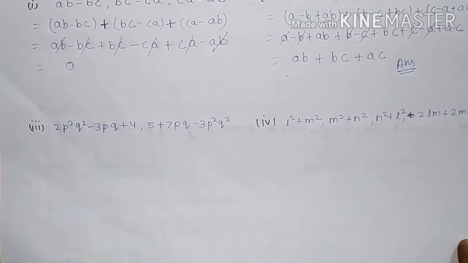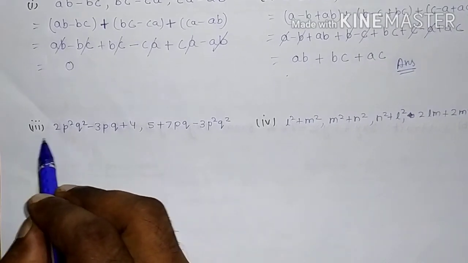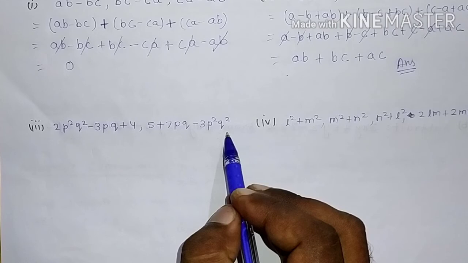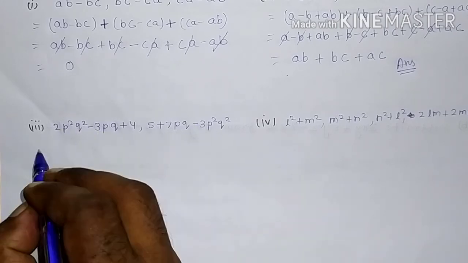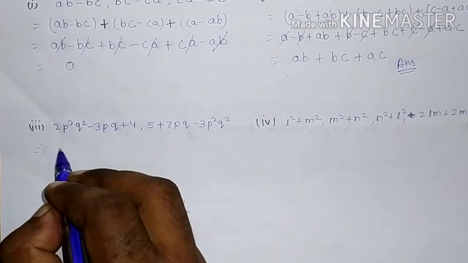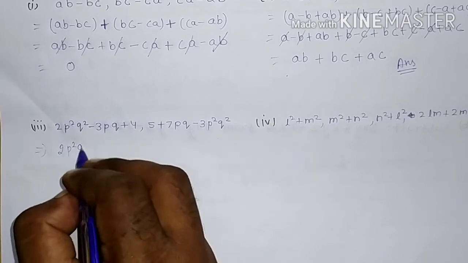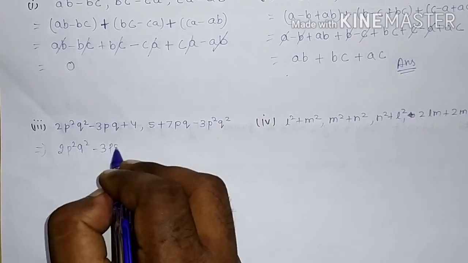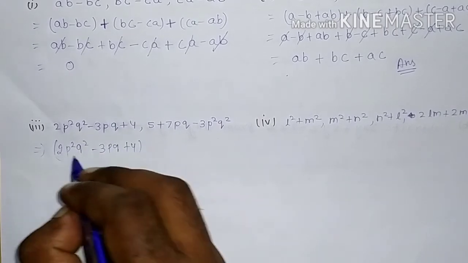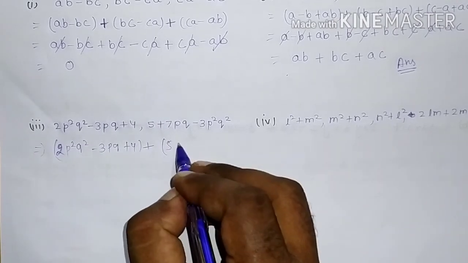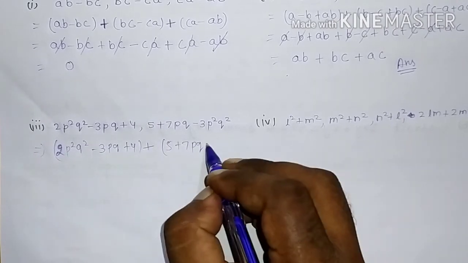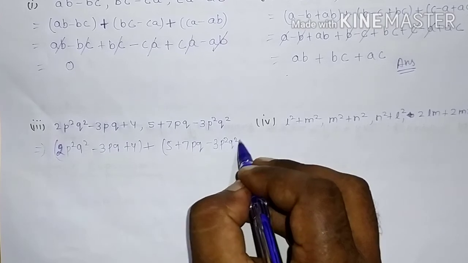Now the next question is given here. We have to add these terms. This is the first term and this is the second term. We have to add these two terms. So 2p square q square minus 3pq plus 4 is the first term, plus the second term, which is 5 plus 7pq minus 3p square q square.